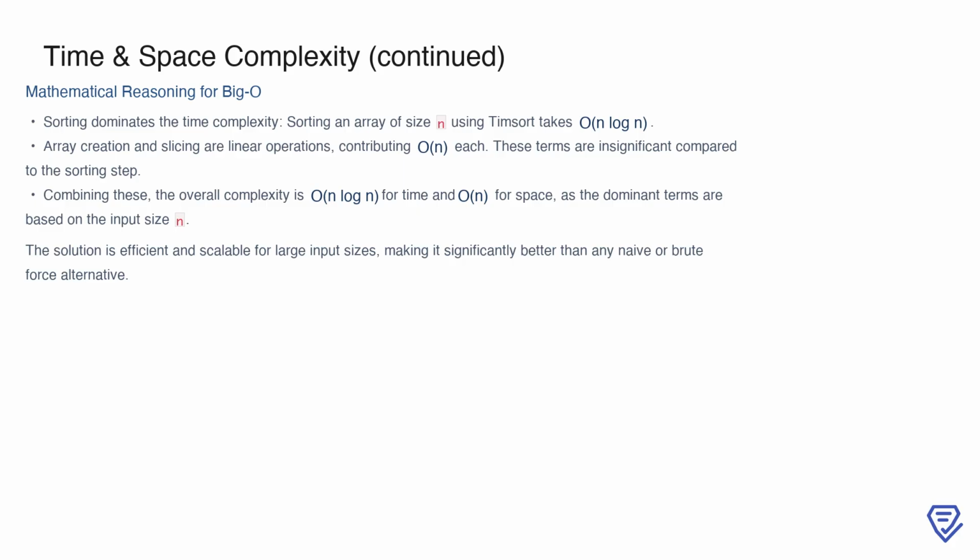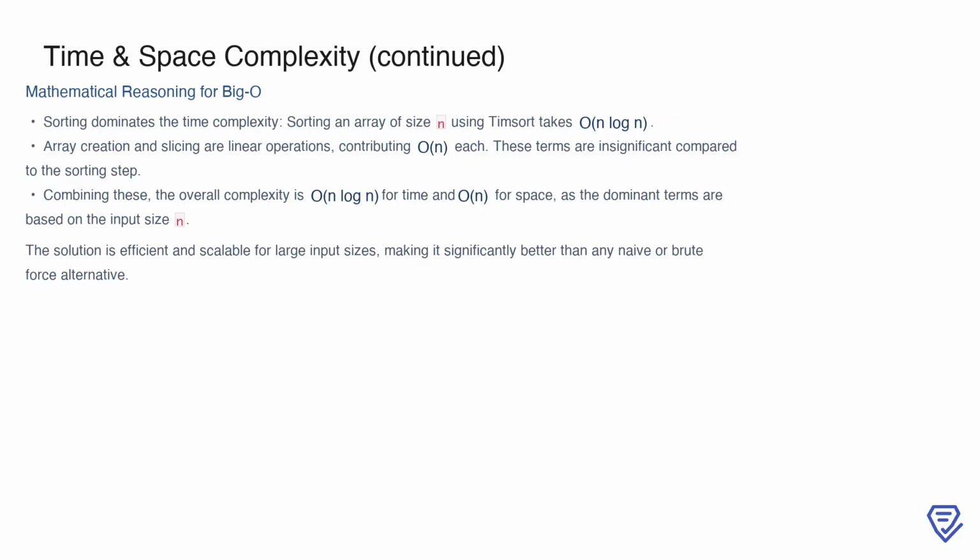The sorting step is the most computationally expensive operation, with a time complexity of O(n log n). Other operations, such as creating the result array and performing slicing, are linear in nature, with a time complexity of O(n) each. However, these linear terms are insignificant when compared to the sorting step. When combined, the overall time complexity is determined to be O(n log n).